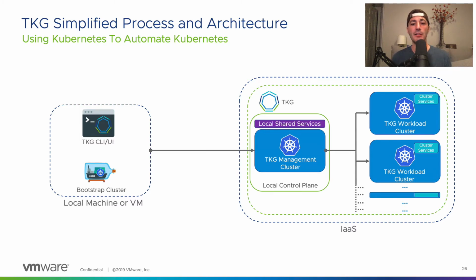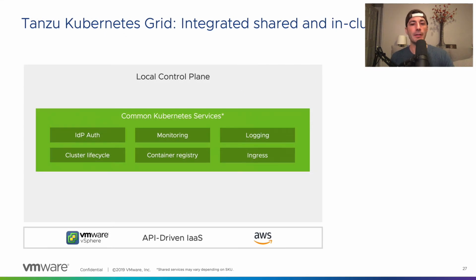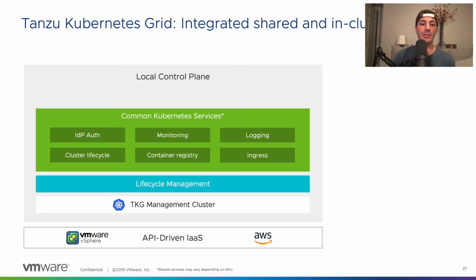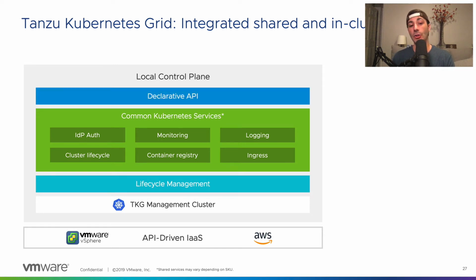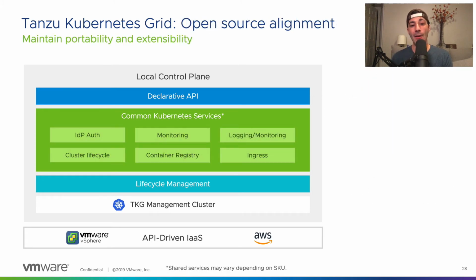And I'll talk about these local shared services in a little bit. This is where we start getting into more of these shared services. Inside of here, as I'd mentioned already, we have our management cluster. We have Cluster API, which takes care of my lifecycle management. And then I've got the Kubernetes declarative API. So as a user, I'm going to utilize the TKG CLI to create more Tanzu Kubernetes Grid workload clusters. Super, super simple. But now I want to figure out, how do I bring more services into it? How do I make this more rounded, right?